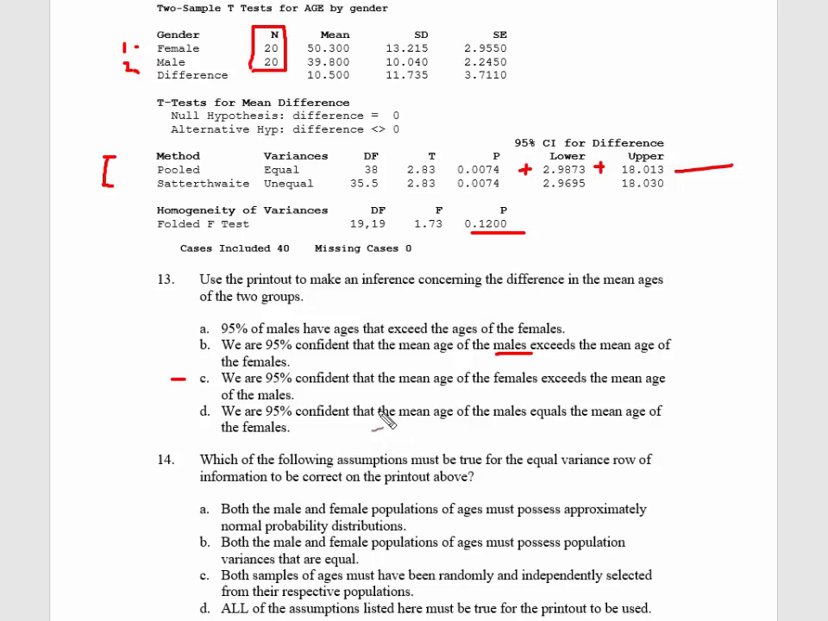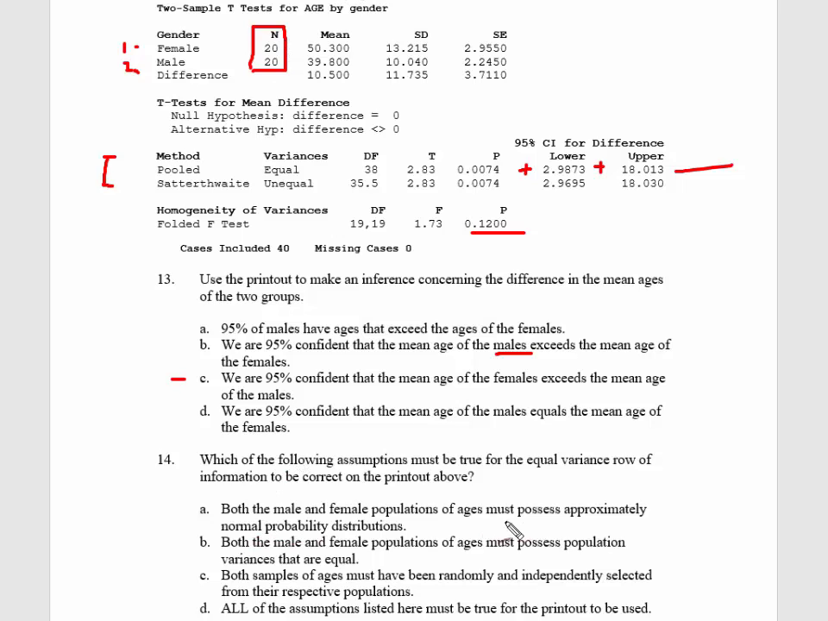All right, question 14. Which of the following assumptions must be true for the equal variance row of the information to be correct? So when we have equal variances, this is the situation that we've talked about this semester where we have all the assumptions. We need a random sample. We need independent samples. That's what this technique requires. Because we're working with small samples, the populations that we're sampling from, the ages of all males and the ages of all females, must both be approximately normal, and the variation in their ages needs to be the same.